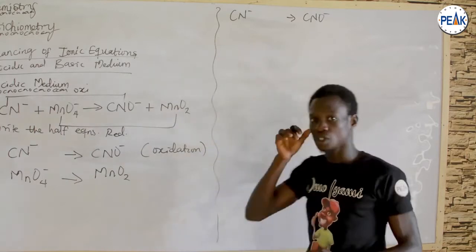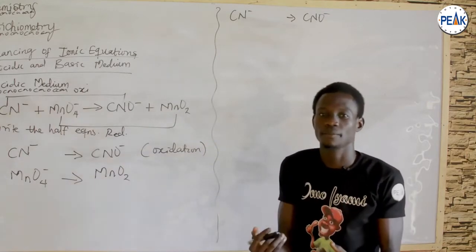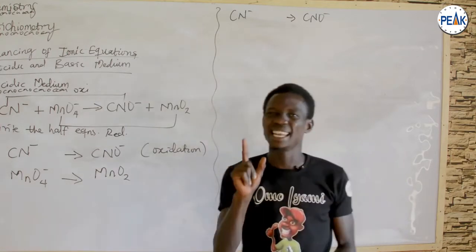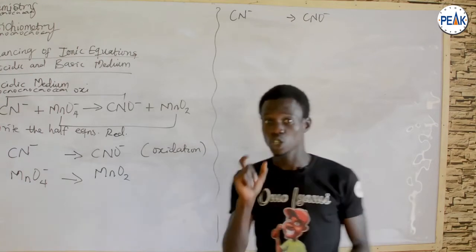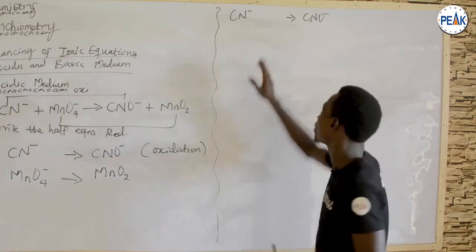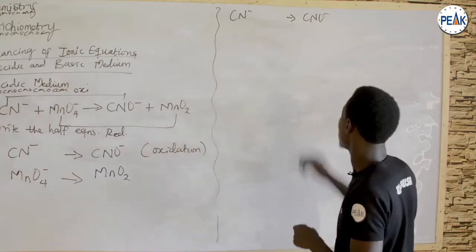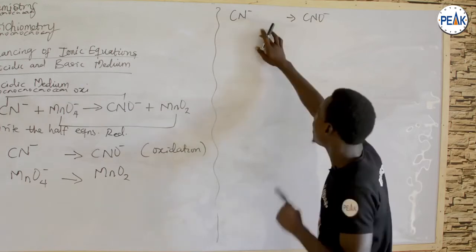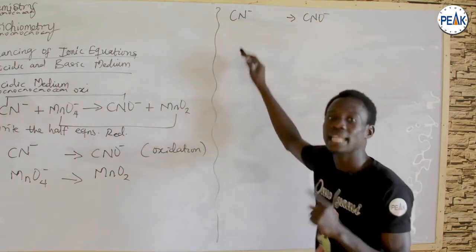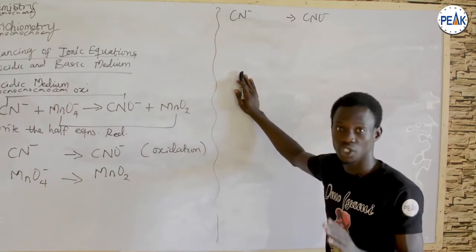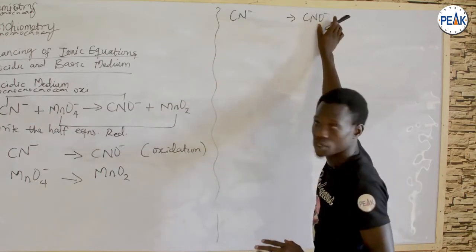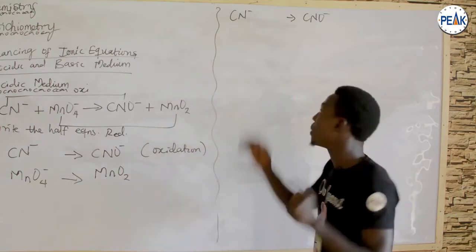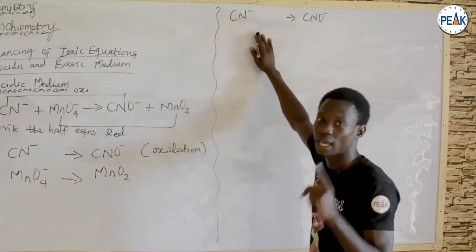Now, how do I balance oxygen? You are going to balance oxygen with water. What do I mean by balancing oxygen with water? You will add water to the side that has lesser amount of oxygen. I have one oxygen here, but I have no oxygen here. The reactant side in this case is the side that has lesser or no amount of oxygen at all. What's the difference? One. That means we are going to balance this with water. And how many water? That's one water.